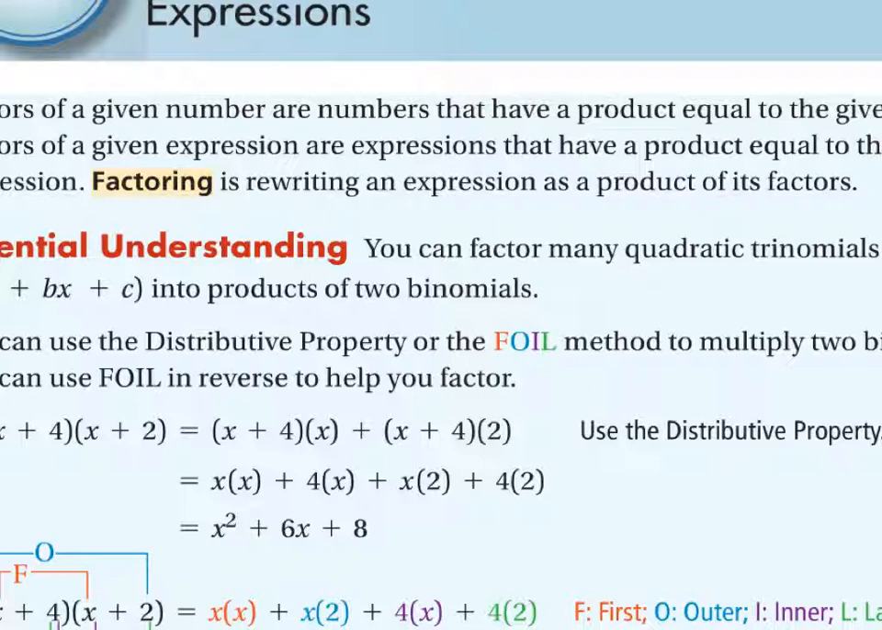We're breaking it into 2 or 3 or more things multiplied together that will give us that original expression we started with. So that's factoring. Last week we dealt with factoring out the GCF from different polynomials, and we also dealt with factoring polynomials with 4 terms, and we did that by grouping. Today we're going to focus on trinomials. Trinomials have 3 terms.